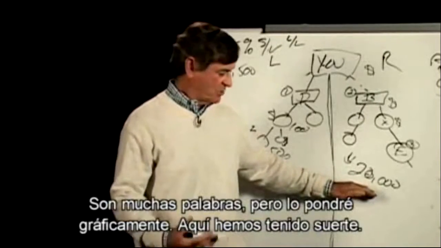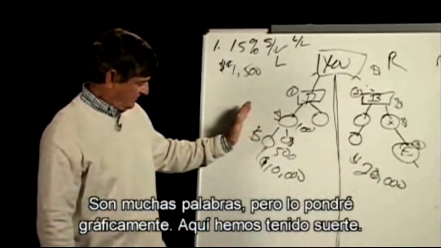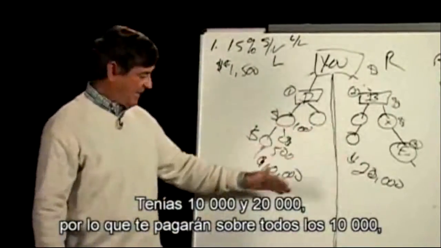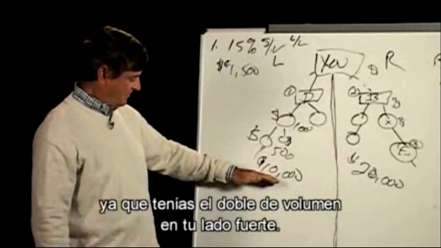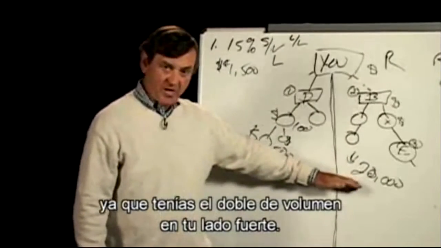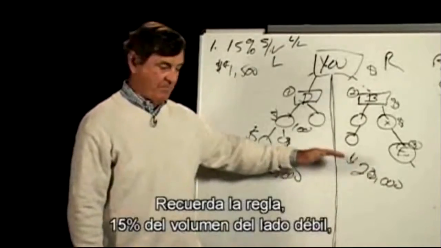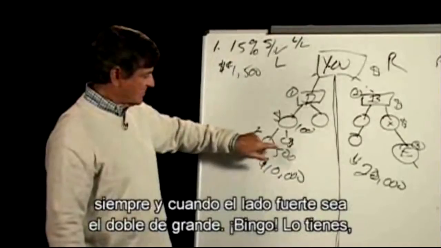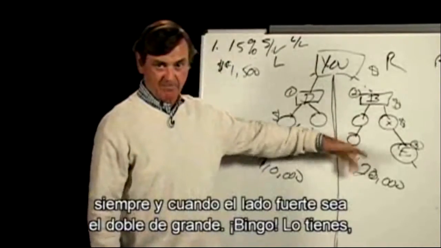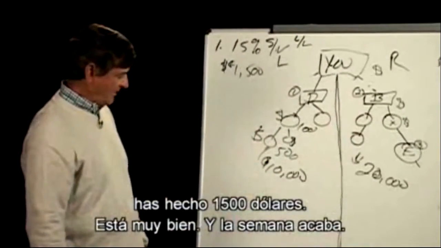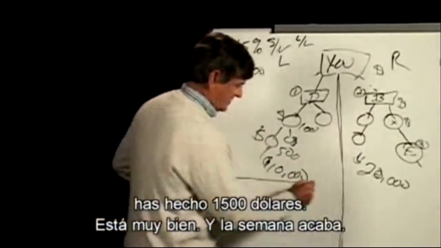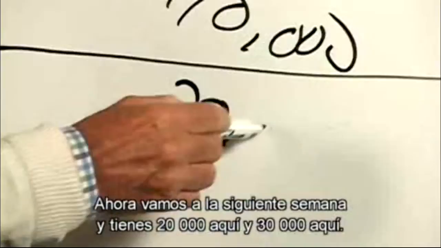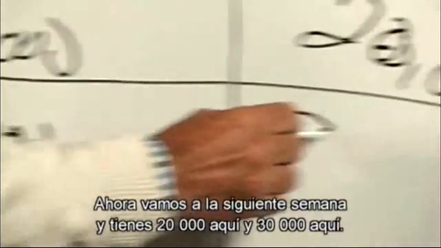A lot of words, but let me show you graphically. Here we got lucky. You had 10,000 and you had 20,000. So you got paid on all of the 10,000 because you had twice as much volume in the strong leg. Remember the rule: 15% of all the volume in the lesser leg as long as the stronger leg is twice as big. Bingo, you hit it, so you made $1,500. That's pretty cool. So the week ends. Now we're going to go to the next week, and you had 20,000 here, and you had 30,000 here.